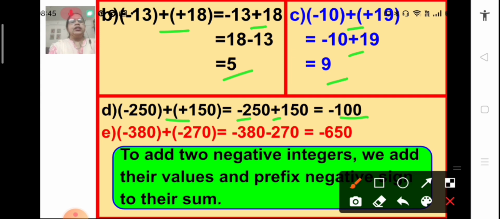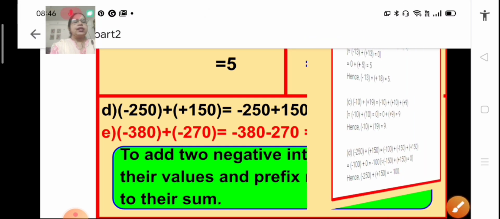E, negative 380 plus negative 270. So here positive and negative, it becomes negative. Now we have two integers with negative signs, so we add them and it will take the negative sign. So it becomes negative 650. So when we add two negative integers, we add their values and prefix a negative sign to their sum.